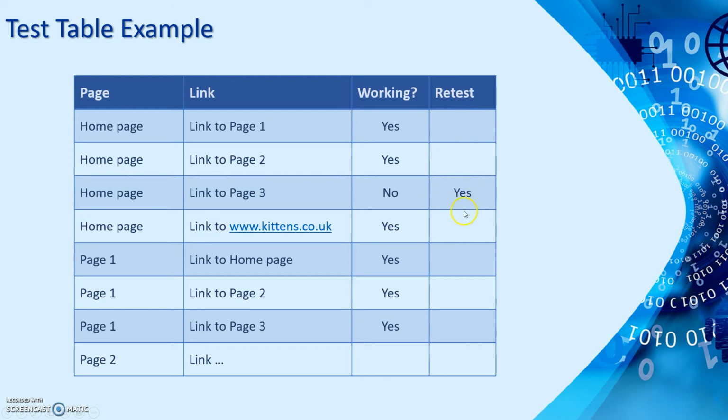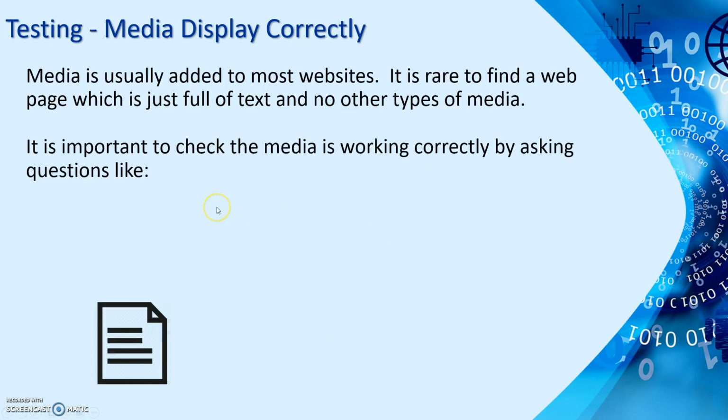And hopefully at that point you put in yes. Now, this test table should look familiar from when you did your Akinator task, when you had to test your links for that. Right, the next one, third one, testing media display correctly.